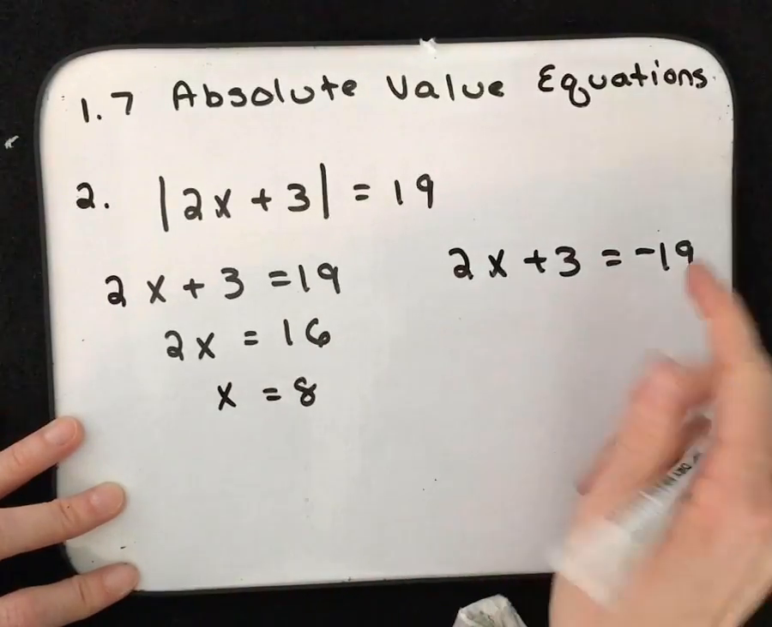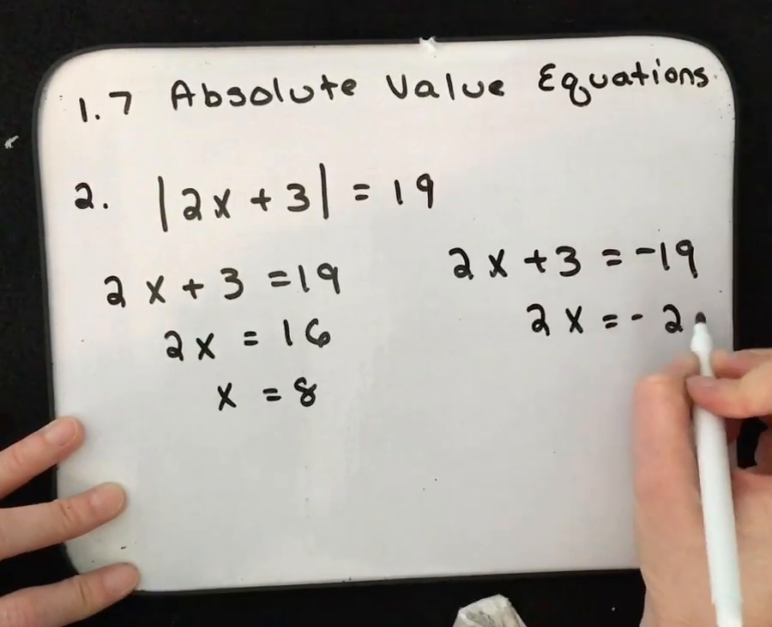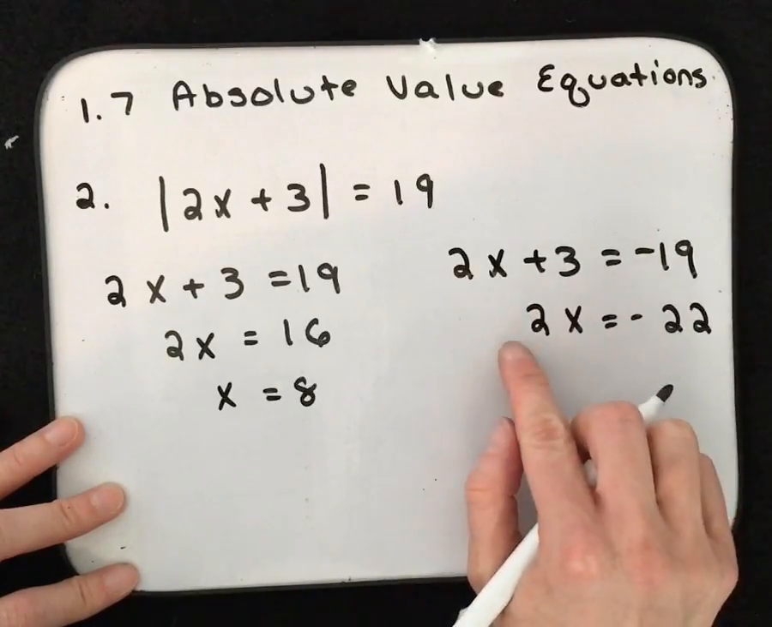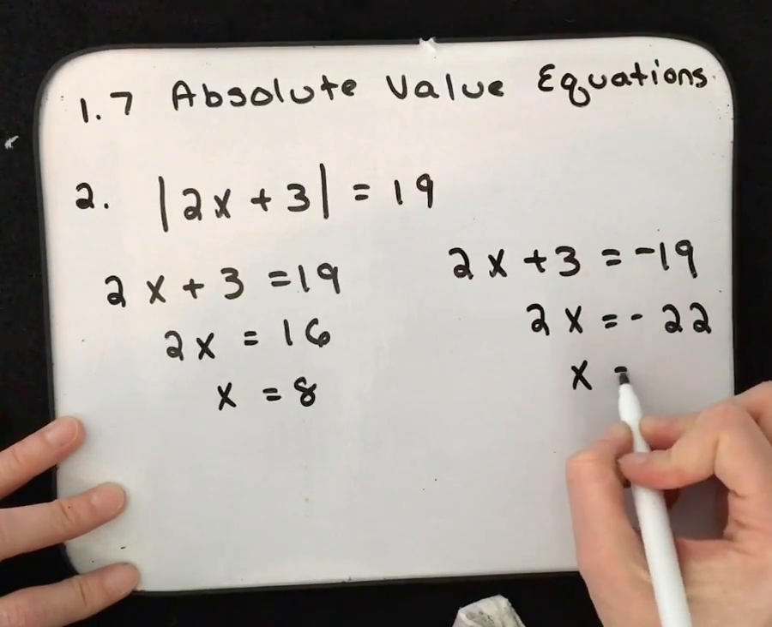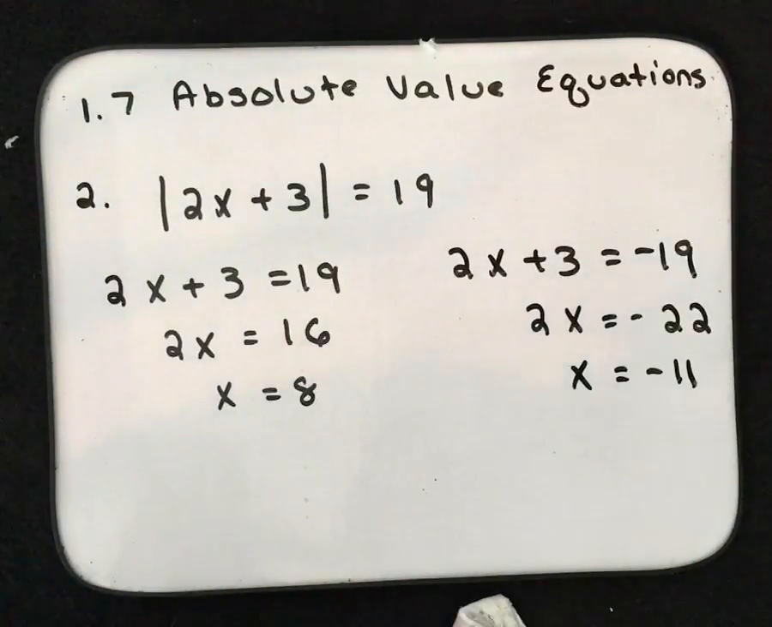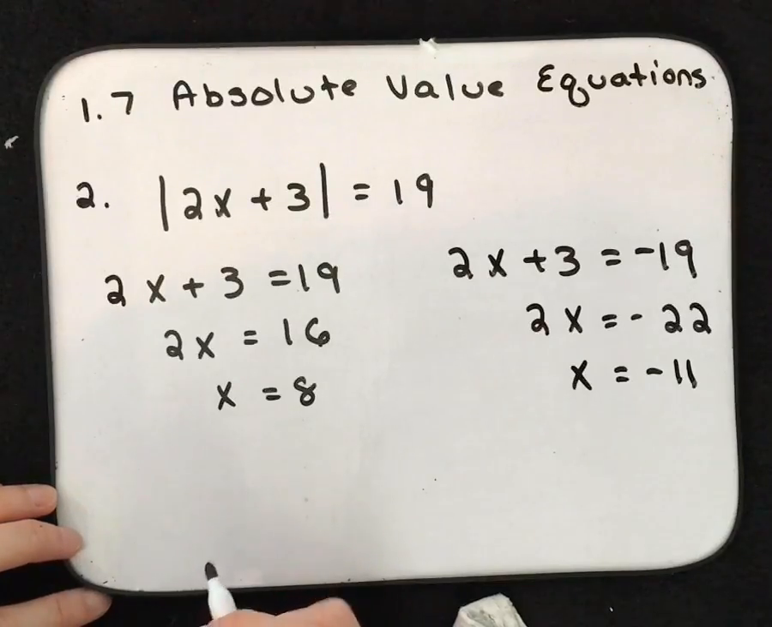Over here, if we subtract our 3 from both sides, so we subtracted our 3, now we can divide by 2. So that means that x is equal to 8 or negative 11, and that will solve our equation, giving us the absolute value of 2x plus 3 is 19. Let's try again.